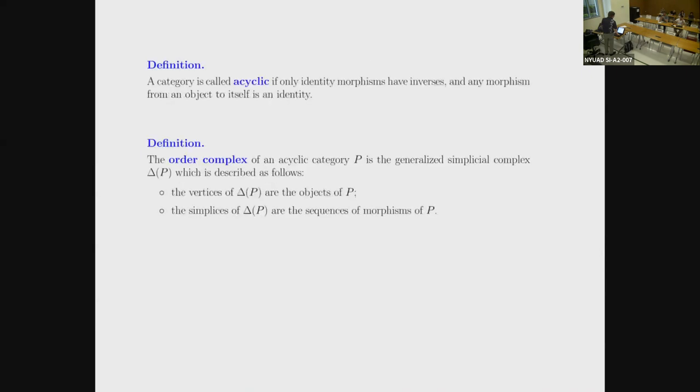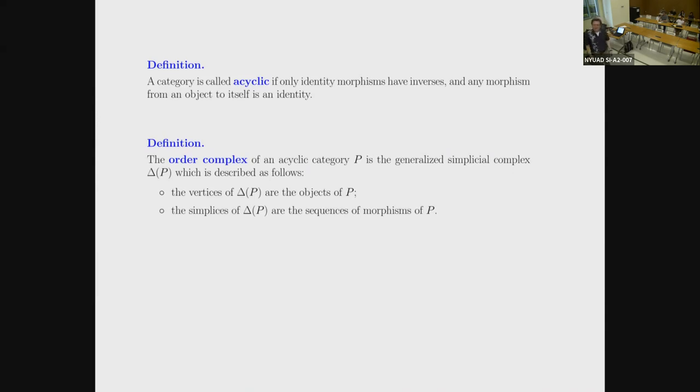Okay, so this I probably want to run through. A little bit more general, also something which is used a lot in, for example, geometric group theory, is a more general construction for categories, called acyclic, if it only has identity. If only identity morphisms have inverses, and any morphism from an object to itself is an identity. So basically, it means you can order things almost like in a partially ordered set, but you may have more than one morphism going down. So you won't have to specify the order relation, but you have to specify exactly the composition of the morphisms. But other than that, you can just order them down.